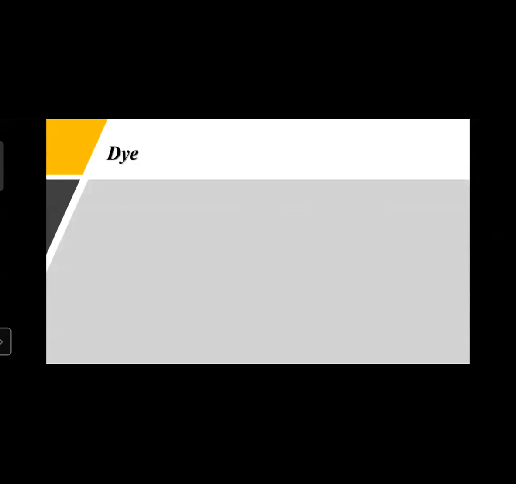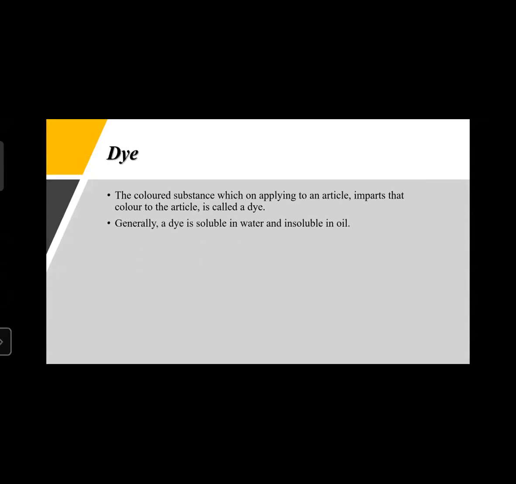Okay, students, we will start with the first part, that is dye. The colored substance which, on applying to an article, imparts that color to that article is called a dye. Generally, the dye is soluble in water and insoluble in oil. Often a mordant, which acts as a fixative, is used to fix that color on the cloth.